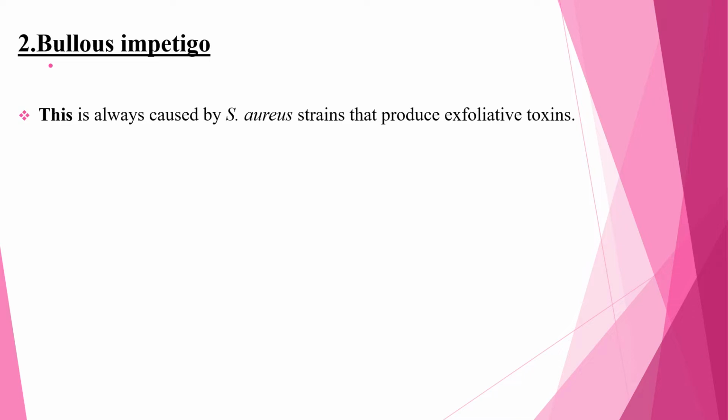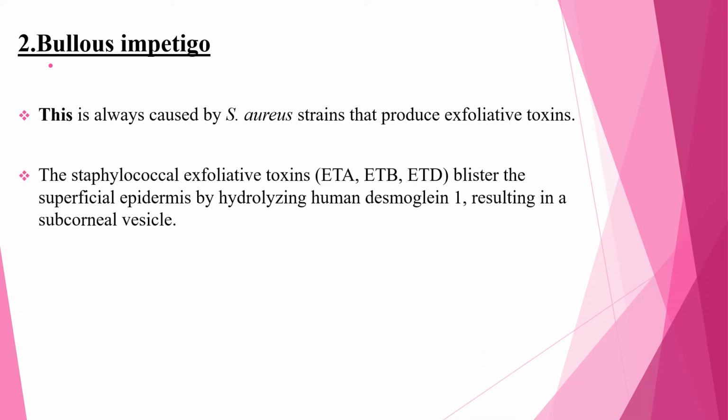Unlike non-bullous impetigo, bullous impetigo is always caused by Staphylococcus, a strain that produces exfoliative toxins. The staphylococcal exfoliative toxins A, B, and D blister the superficial epidermis by hydrolyzing human desmoglein 1, resulting in a subcorneal vesicle.